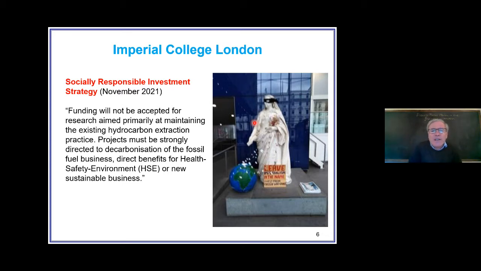There has recently been published by Imperial the Socially Responsible Investment Strategy, and I've got a quotation from there. What it means in essence is it doesn't mean that we'll no longer work with, say, oil companies, but it does mean we'll only work with those companies that have a genuine commitment to get to net zero by 2050 and on topics that are consistent with that. So we are no longer going to be doing research whose principal aim is to improve oil and gas recovery.